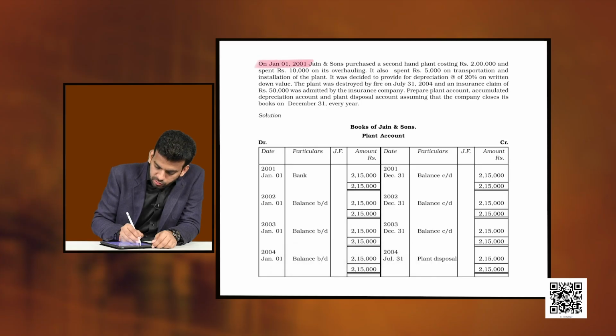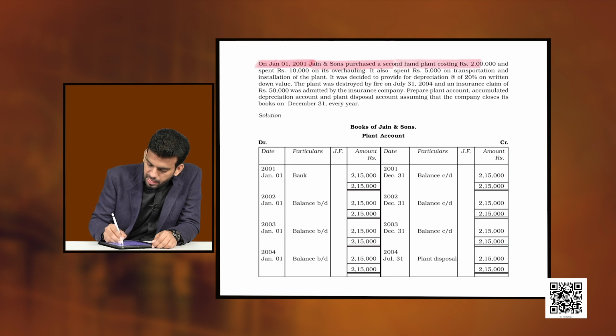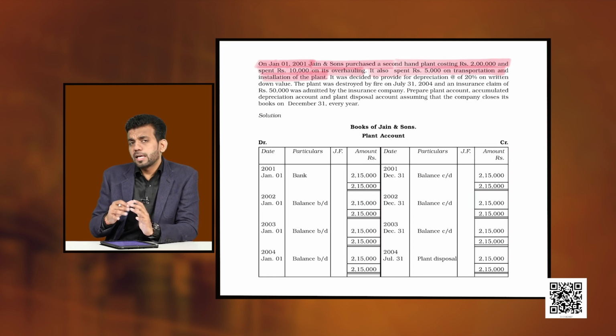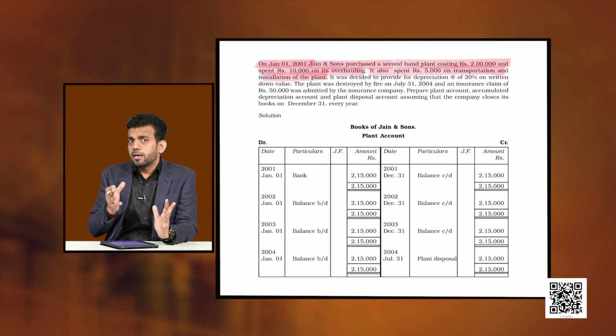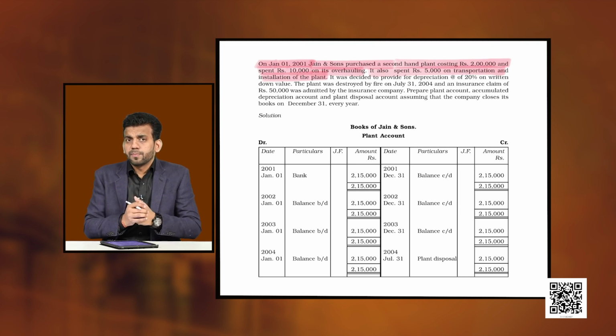On 1st January 2001, Jain & Sons purchased a second-hand plant costing rupees 2 lakh and spent rupees 10,000 on its overhauling, and also spent 5,000 on transportation and installation. Before starting the accounting for depreciation, I would like to recall that whenever a firm purchases a second-hand machine and spends something on its installation or any kind of expense to put it to use, all those expenses are added to that machine.